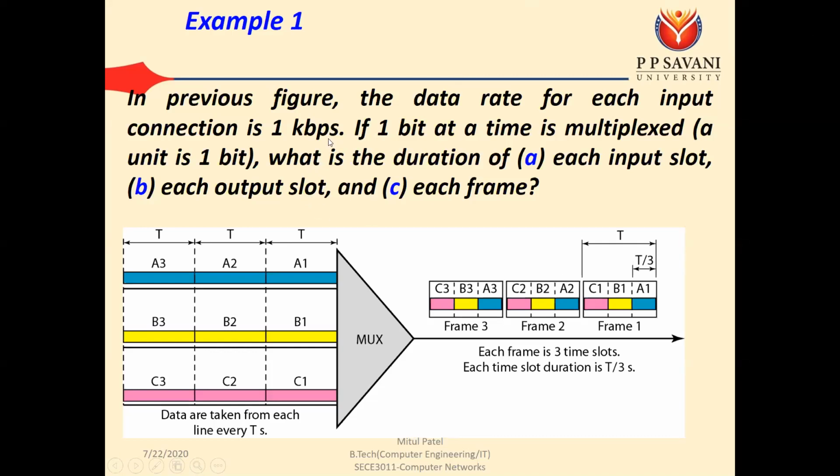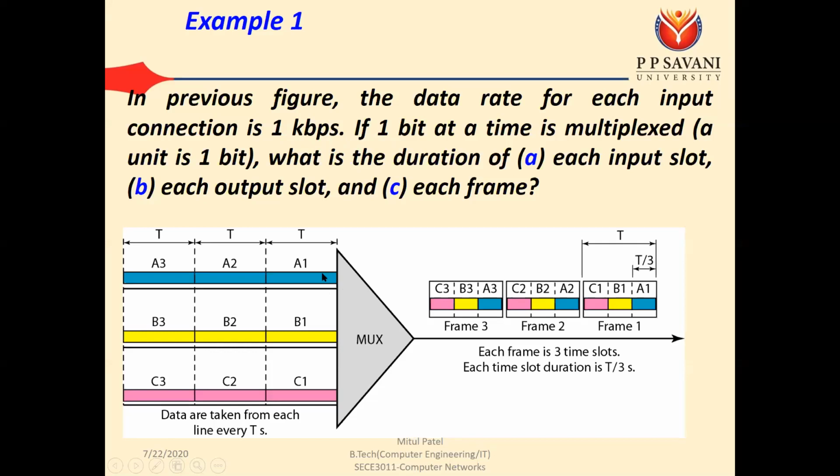Okay, if 1000 bits take 1 second to transfer, then how much time does it take to transfer 1 bit? So we can say that 1 divided by 1000 second, or 10⁻³ second, or 1 millisecond. That is 1 millisecond.